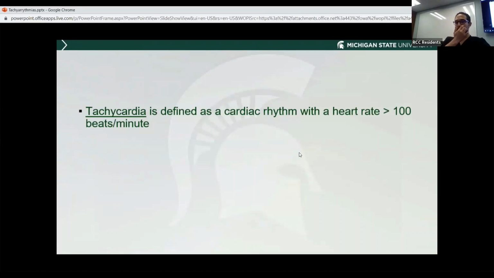So what's tachycardia? Tachycardia is defined as a heart rate of over 100 beats per minute. But before anything, before you go and look into the patient's chart, or before you go and see the patient, you have to make sure three things are addressed, or three things are available by the time you see the patient.